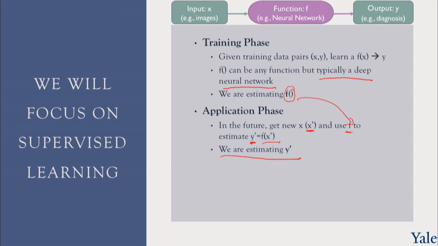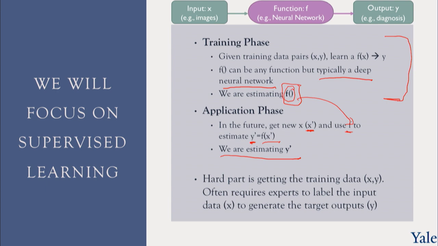So when you design software that uses a machine learning technique, outside of the actual software, you have a separate set of code that learns this function F. This gets stored and incorporated into the software, which in the application phase just applies that function F to estimate the new Y. The hard part in all supervised learning is getting hold of the training data X, Y. This often requires experts to label the input data X to generate the target outputs Y. So for example, in the example I just gave of images plus diagnosis, you get a lot of images and have experts read through them and confirm the diagnosis, so you can build your training set that you can now use to train your algorithm so that it can be applied in the future.